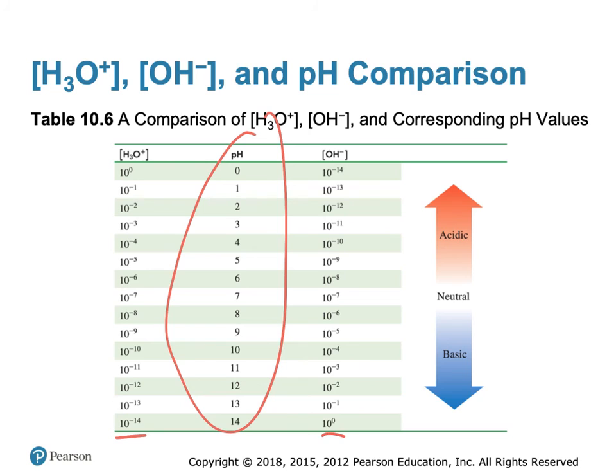All right, and so here you're just looking at the pH values and the corresponding hydronium ion and hydroxide ion concentrations. Again, when your pH is less than 7, your hydronium ion concentration is greater than 1 times 10 to the minus 7. When your pH is greater than 7, that's where your hydronium ion concentration is less than 1 times 10 to the minus 7. So keep that in mind when you're doing calculations.